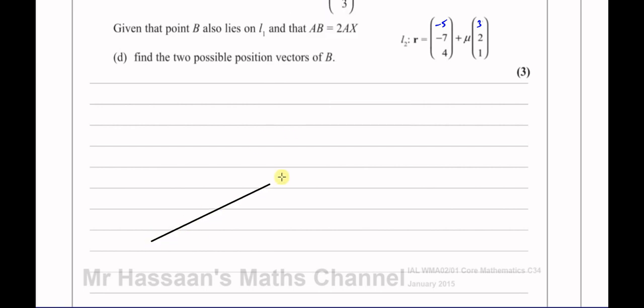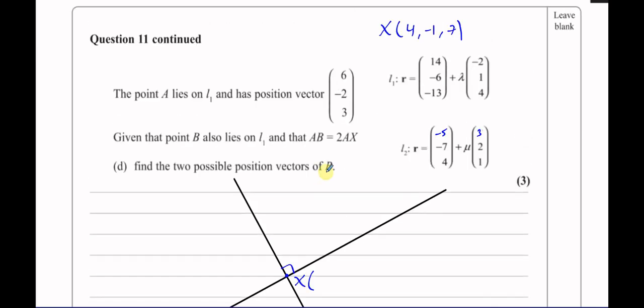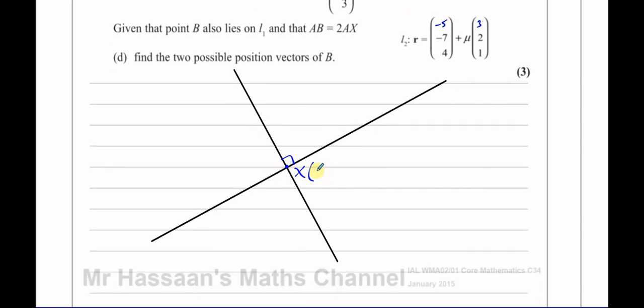So I'm going to draw a line. I'm going to think of that as line 1. There's another line, which is line 2, which I know is perpendicular. We know that, and they meet at X. So there's a right angle between them. This is the point X, which has the coordinates (4, -1, 7). So we worked that out in the last part of the question. Okay, so let's call this line 1 and let's call this line 2.